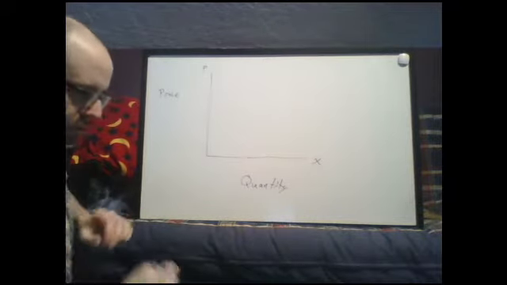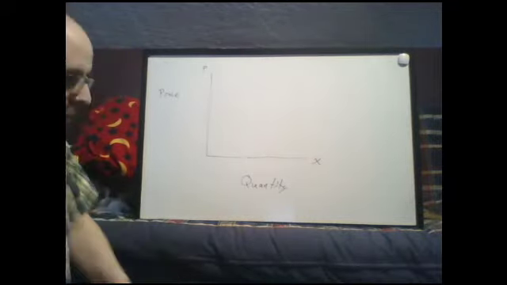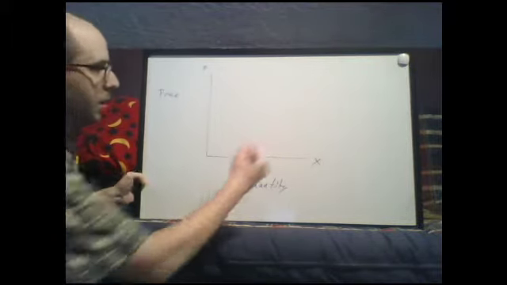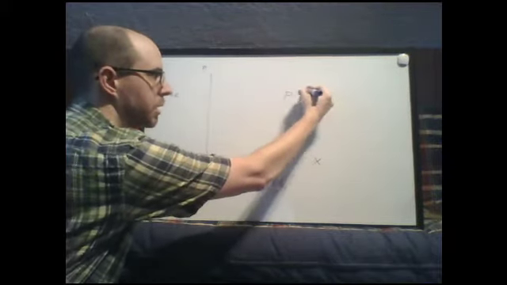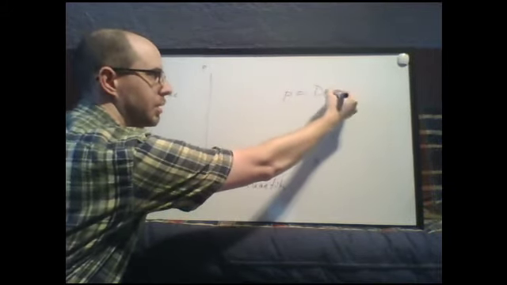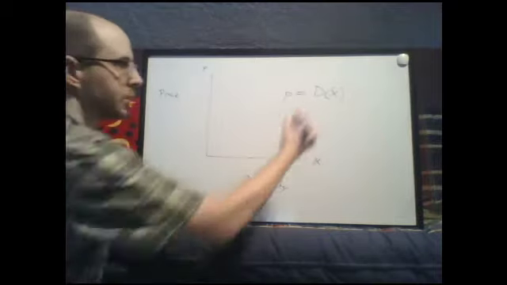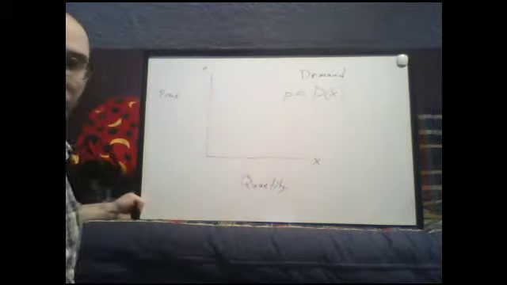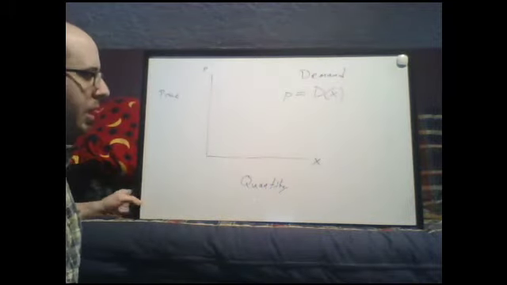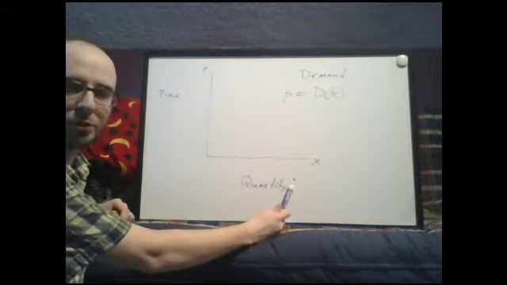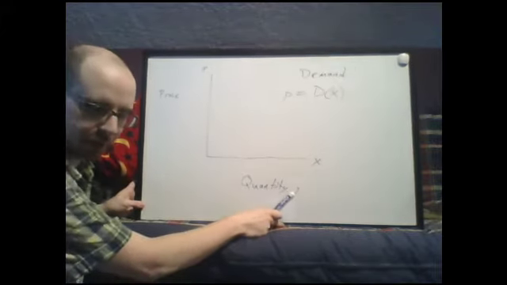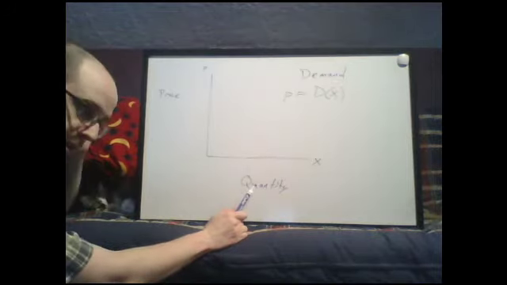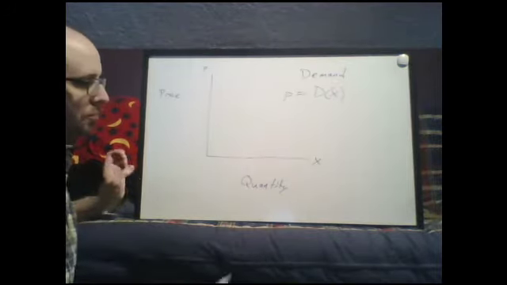Okay, so let's talk about the demand curve first. A demand curve is going to be an equation P is equal to some function of x. So P is equal to D of x. This is our demand curve. And what it represents is, if you tell me an x, so you tell me how many of a product you want to sell. So x is how much you want to sell.